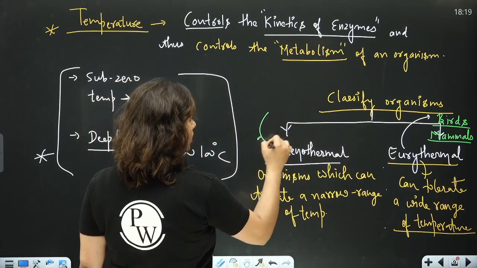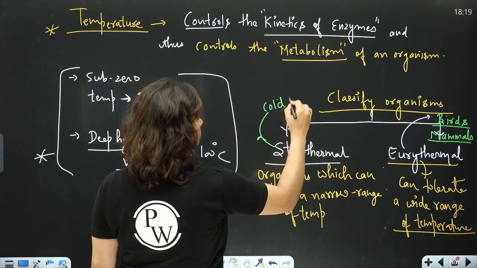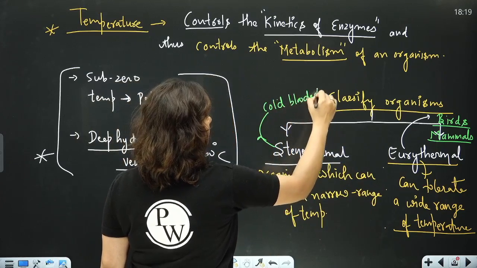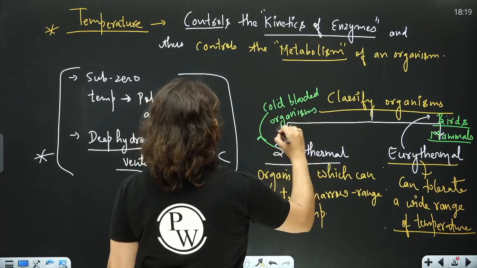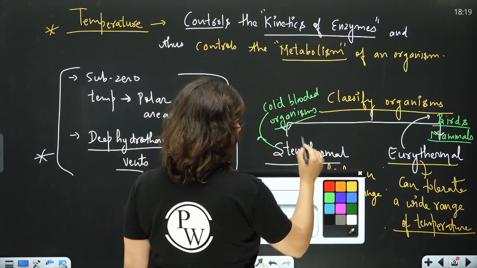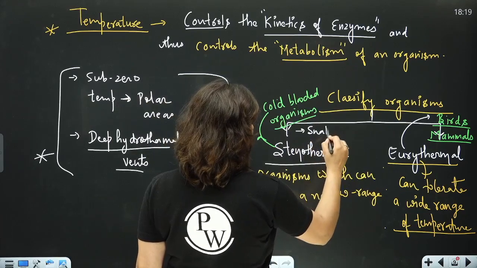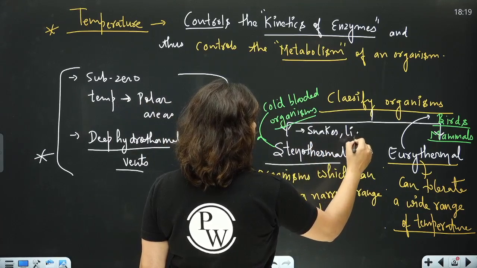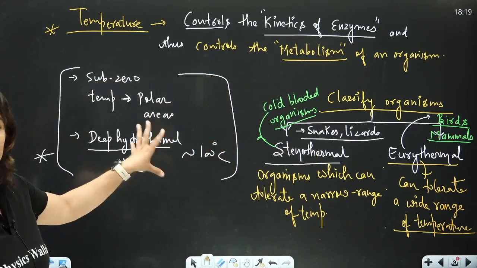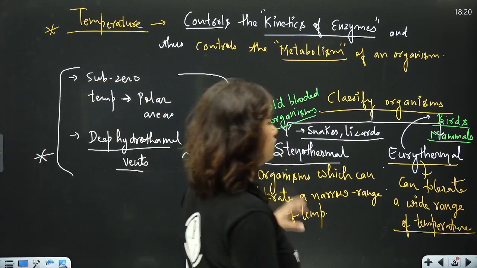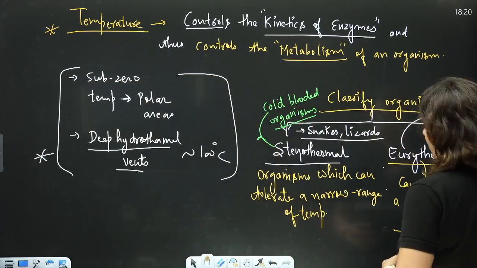And all the cold-blooded organisms like snakes, lizards, right? They all are the stenothermal organisms, like snakes, lizards, etc. So are you getting my point? So this is how temperature is such an important factor which controls the flora and fauna of any area.